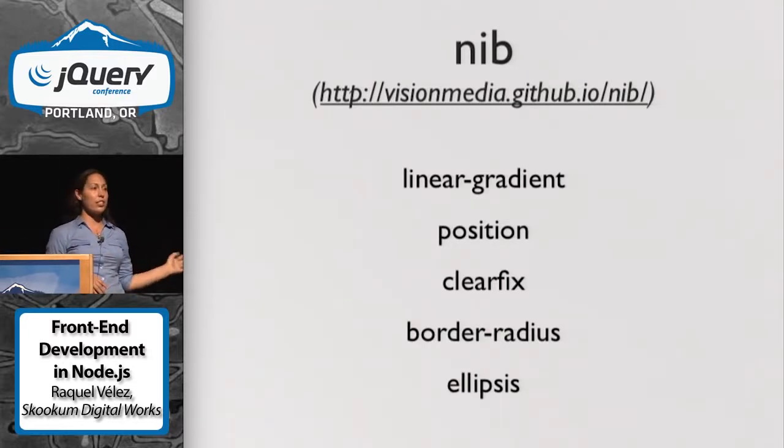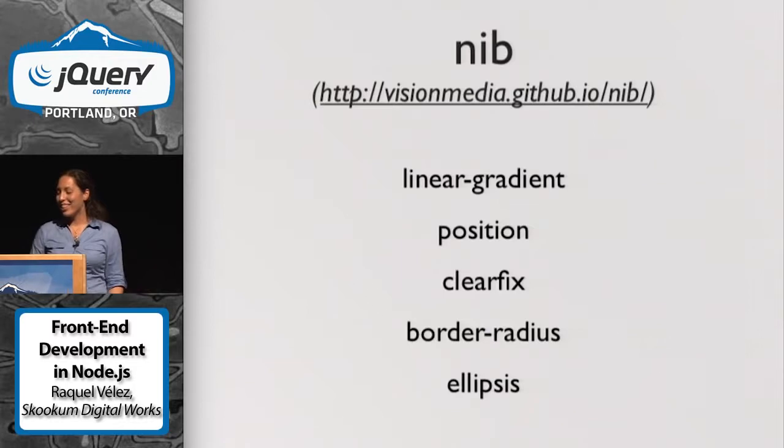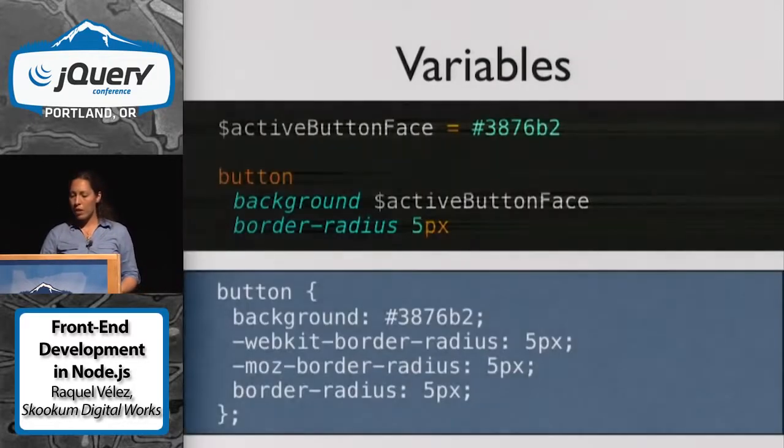And it's not just vendor prefixes. You've got things like clearfix, which I never remember what goes into clearfix. I have to always look it up. It's like you have to make sure the clear and the display, and then there's the ellipses, right? If you want to add a nice little ellipsis in there, all of these little steps, I don't need to worry about it anymore. I can just say ellipsis, done. So it's a really useful add-on.